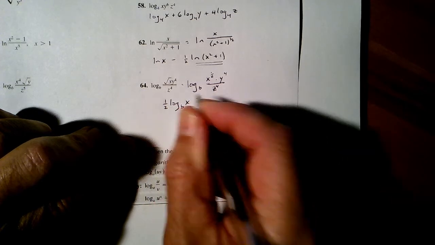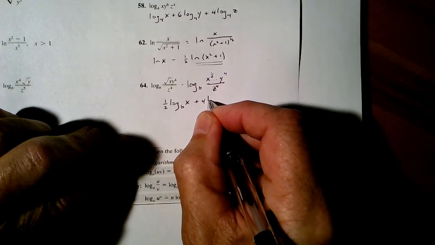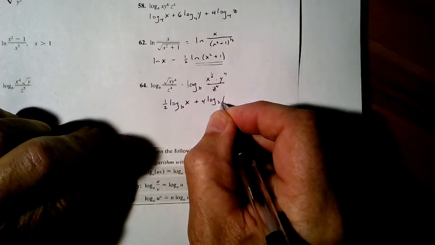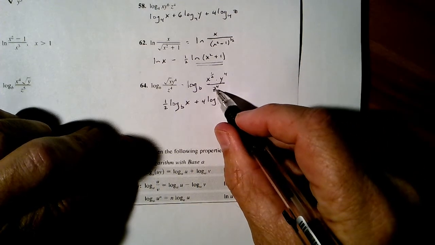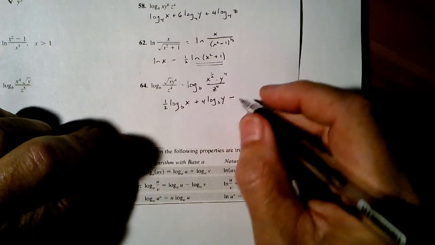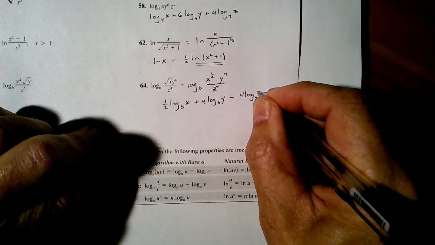log base b of x plus log base b of y to the 4th plus 4 log base b of y minus log base b of z to the 4th, which is 4 log base b of z.